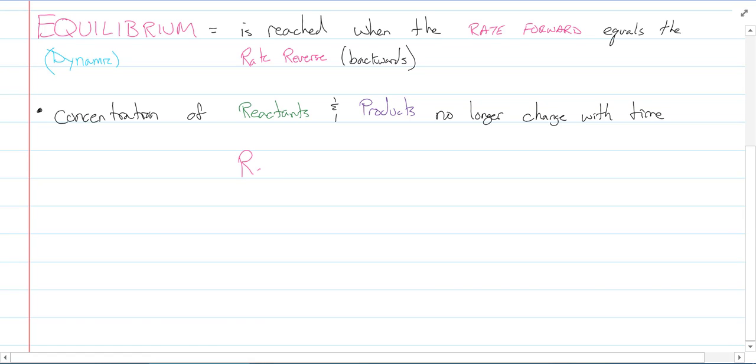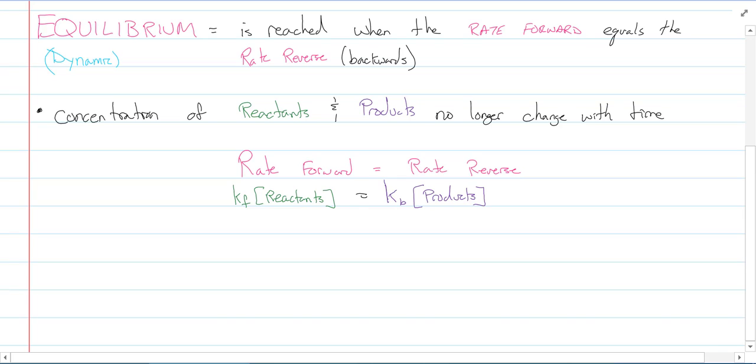So the rate forward equals the rate reverse in this dynamic situation. Well, the rate forward is also equal to the rate constant forward times the concentration of reactants. And the rate reverse, or the rate backwards, is KB times the concentration of products. And they are equal to each other.